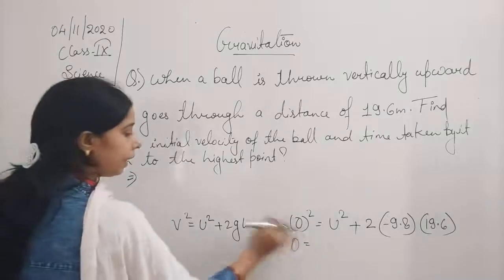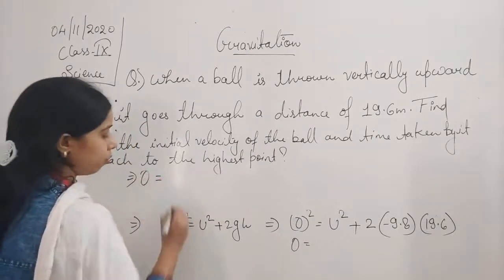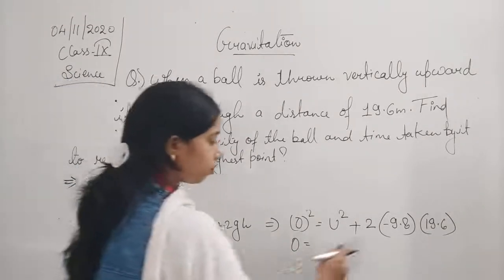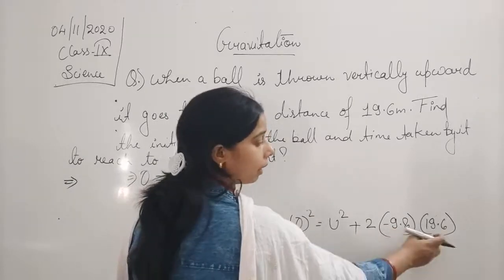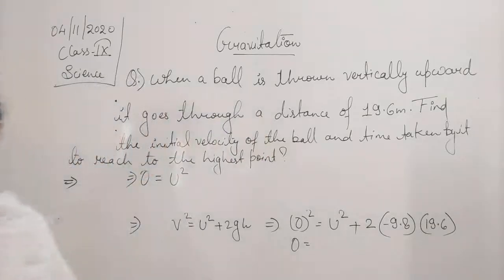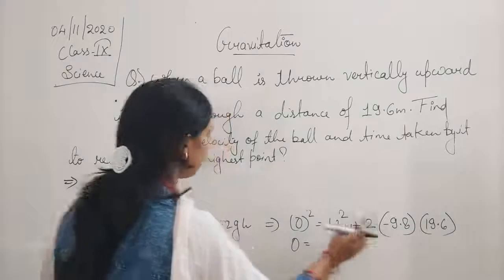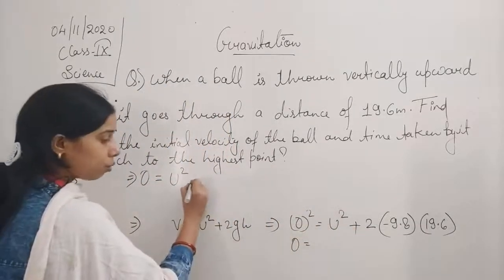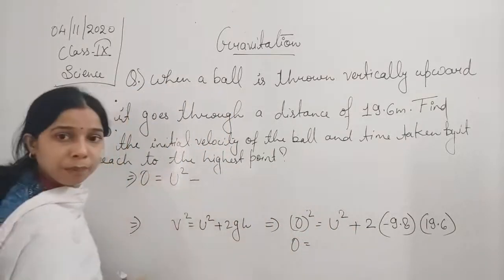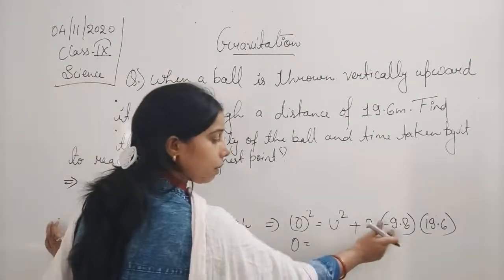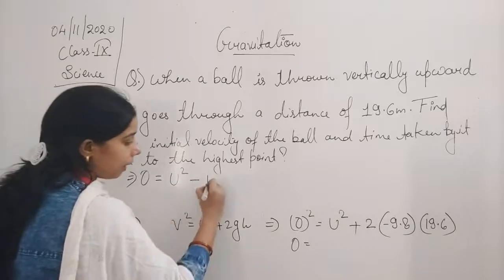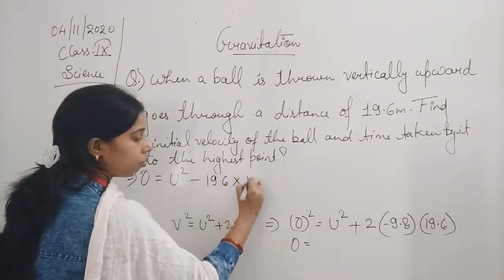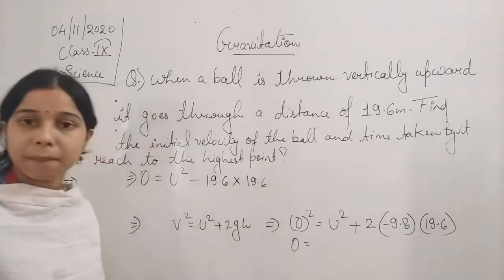So you can see it will be 0 here, that will be equal to u square. Now you see students, that this is multiplied by 2 and then multiplied by 19.6. So it will be equal to 2 into 9.8 into 19.6, with a minus sign. Here it will be minus, because this plus is there, this minus is there, so it will give the value that is minus. So minus 19.6 into 19.6.